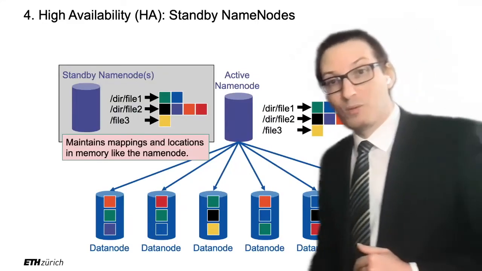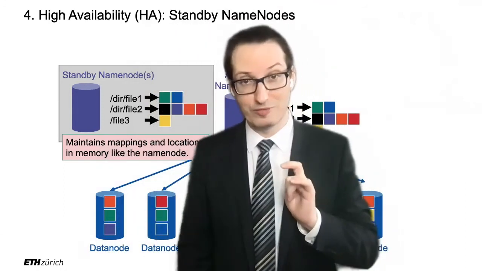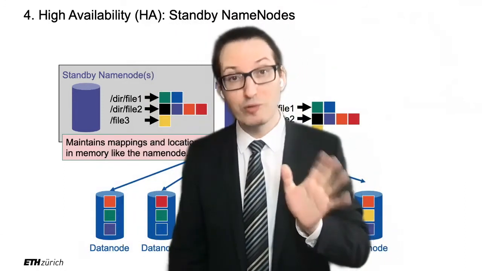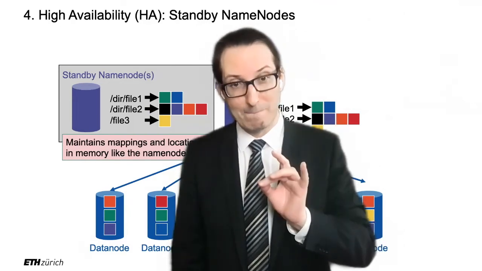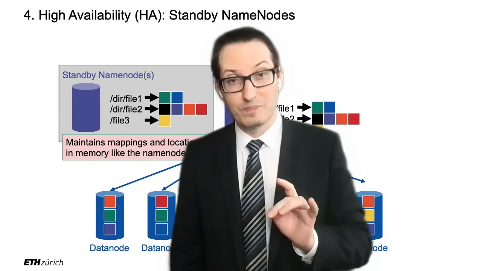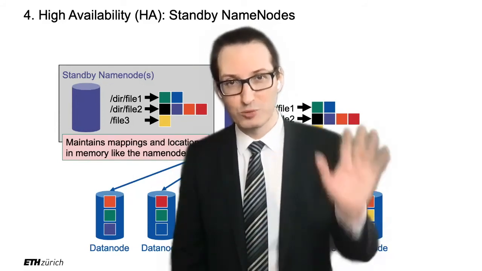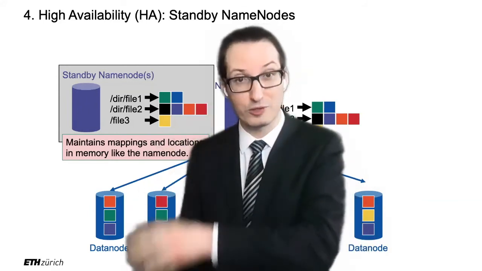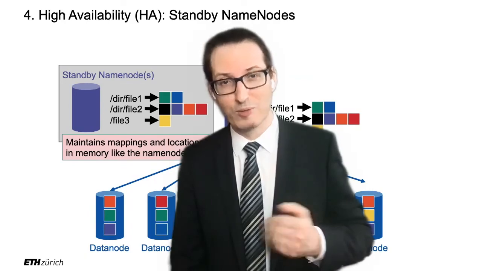Okay, now there is an even better way of actually solving that issue. It's what is called the standby name node. The standby name node is just like the Vice President of the United States. Its only job is to be there in order to replace the president if the president is incapacitated.